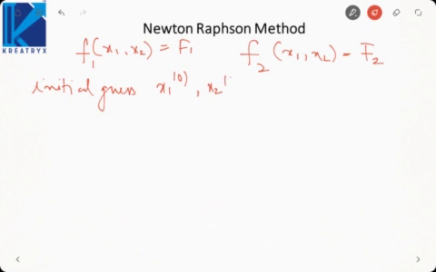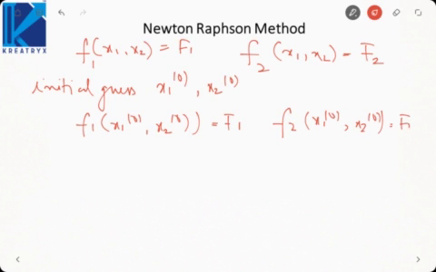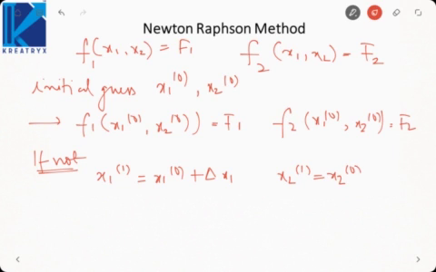Let me say x10, x20. We will check if f of x10, x20 is equal to f1 and f2 of x10, x20 is f2. If such a condition is satisfied, then my solution will become x10 and x20. If not, then what we do is we will introduce some correction, that is x11 will be x10 plus delta x1 and x21 will be x20 plus delta x2.